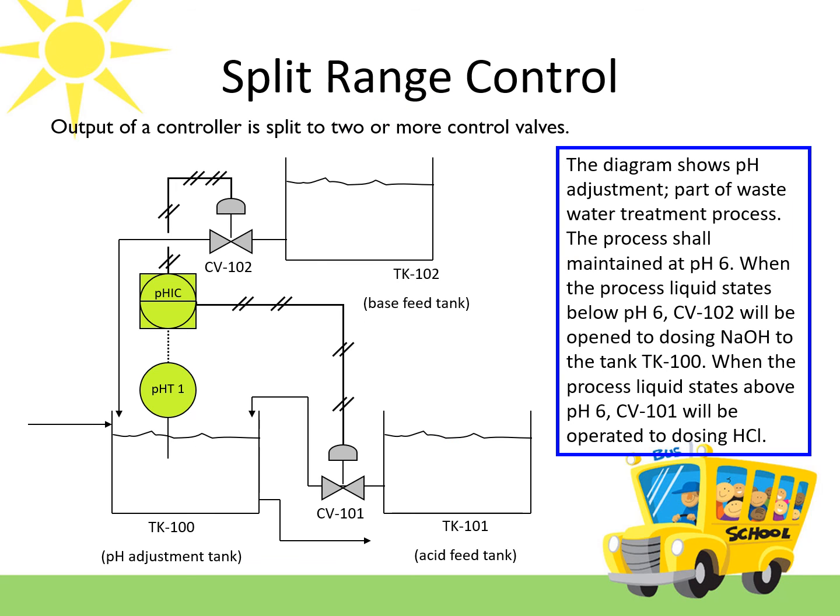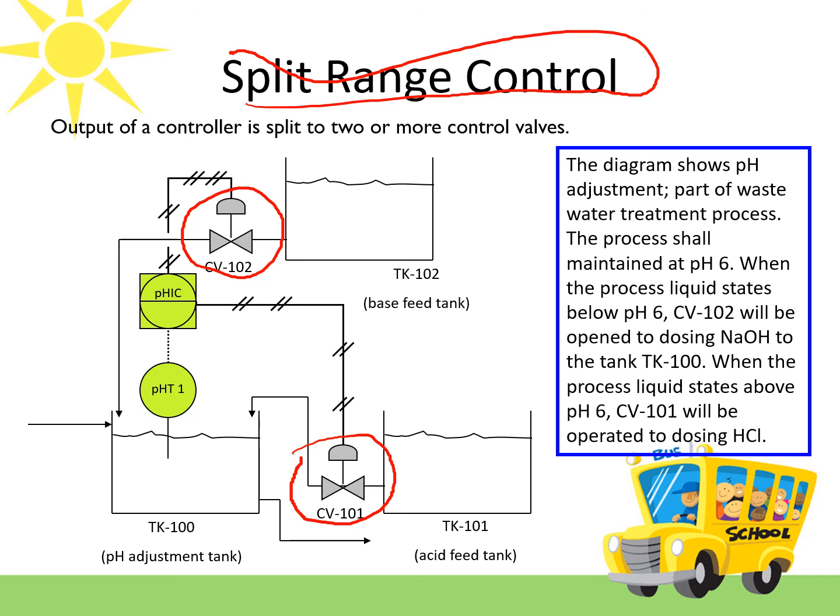Right, another type of control that is commonly used is split range control. In split range control, there are two final control elements, or two control valves. The controller in split range control will select which valve needs to be open or needs to be shut according to the control objective. So now, the control objective here is that you want to maintain the pH of tank 100 at 6.